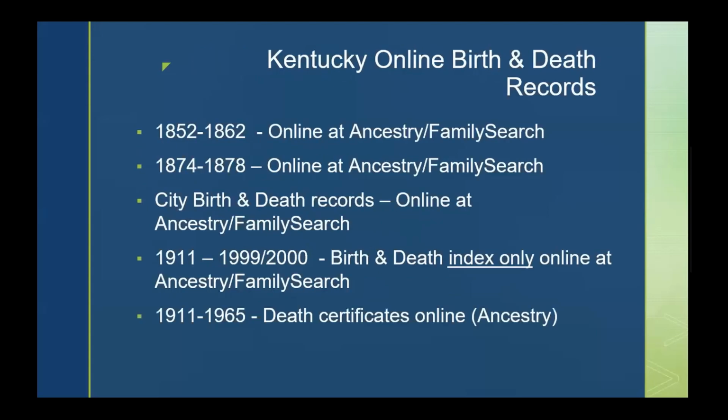Now, like I said, a lot of the records that I just talked about are online. So online at FamilySearch, online at Ancestry. With the exception of the 1911 to present births. So births are not online anywhere from 1911 to the present. There's a birth index that's out there. So if you find someone in the index, then you could order the record, but the births themselves are not online. The death certificates are online at Ancestry from 1911 to 1965. After that, you would have to order them.